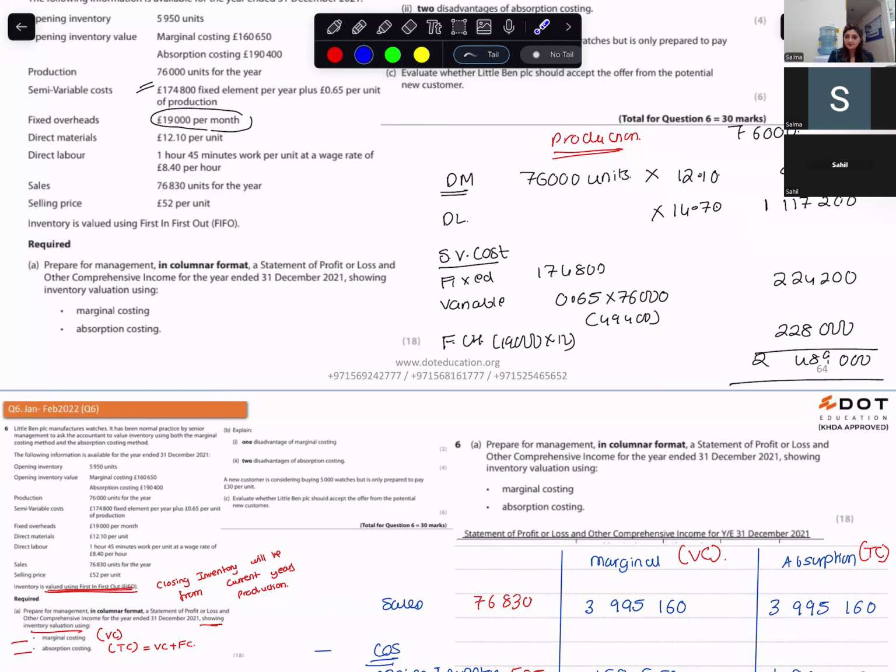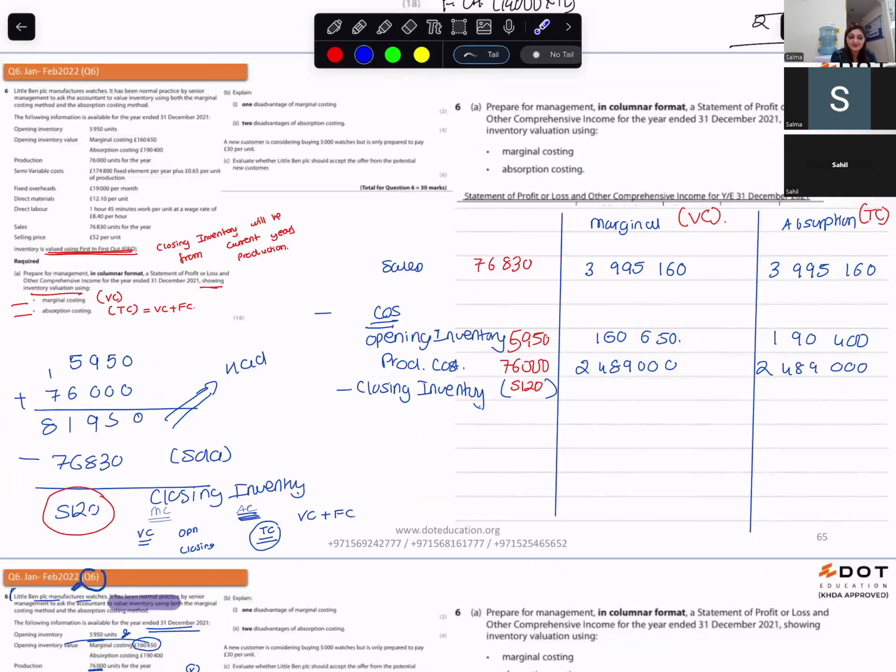I keep getting confused between marginal and absorption, miss. That is why I'm telling you again and again. In marginal costing, you value inventory at what cost? Variable. In absorption costing, you value inventory at what cost? Total cost, which means both variable and fixed. 2,489,000 is the total cost to produce how many units? 76,000. So can you give me the valuation of 5120 units of your closing inventory?